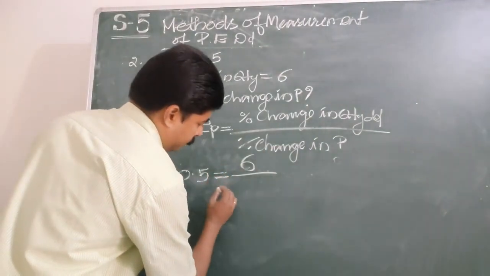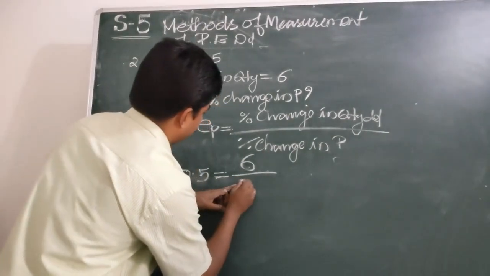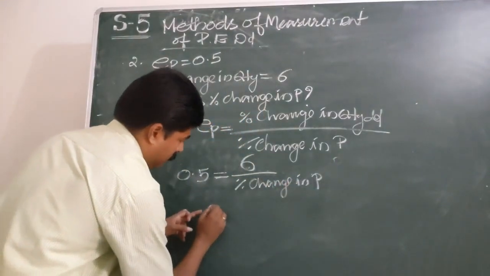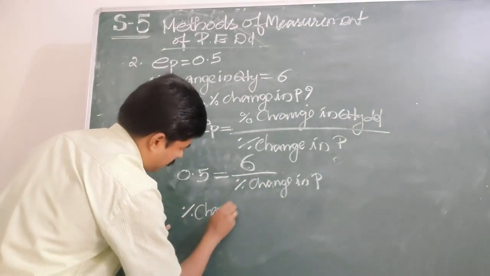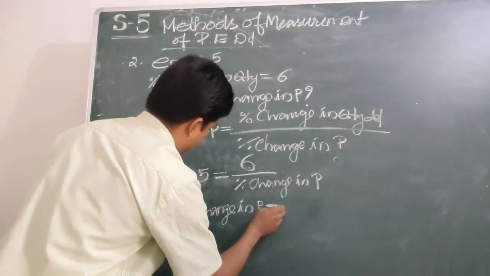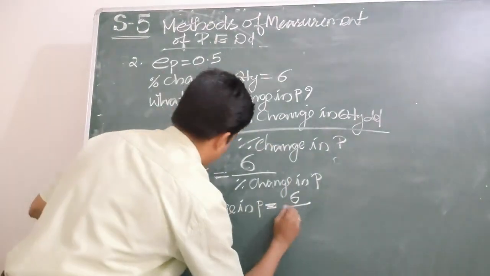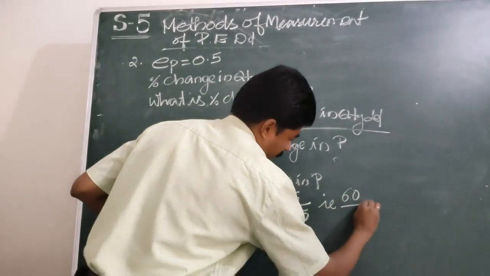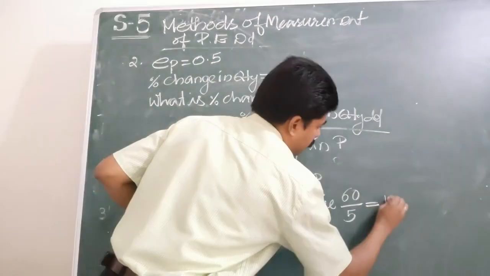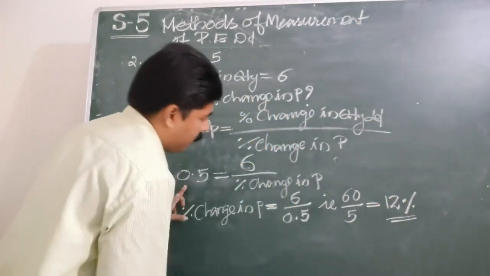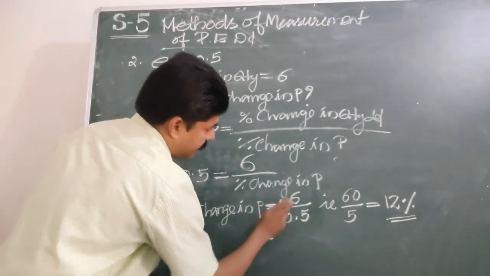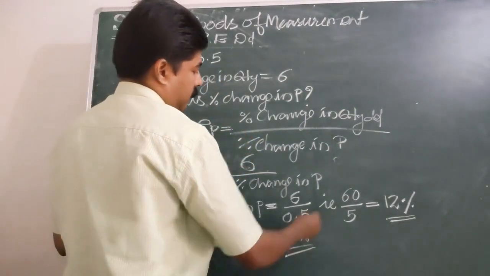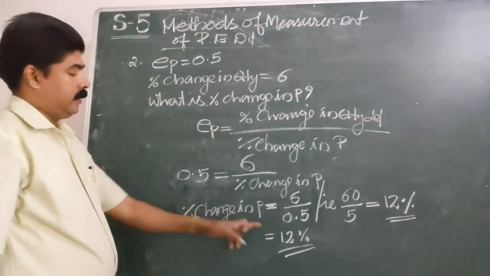Percentage change in price is what? Percentage change in price is equal to 6 upon 0.5. That we can write as 60 upon 5, which is equal to 12%. One way, or else from here we can directly do 6 by 0.5, which is equal to 12%. Okay, either in this form or this way we can find out the price elasticity.